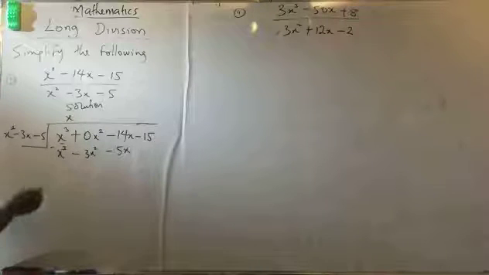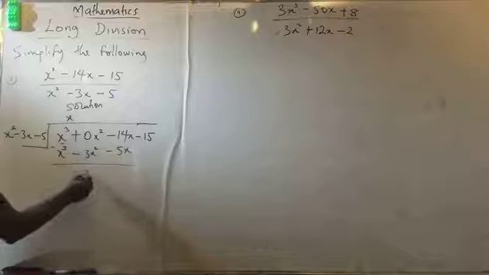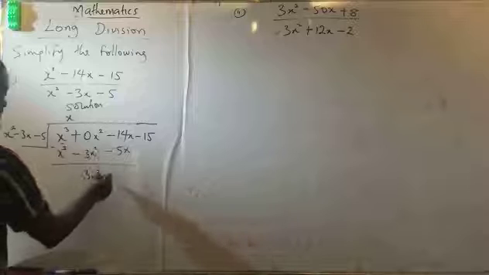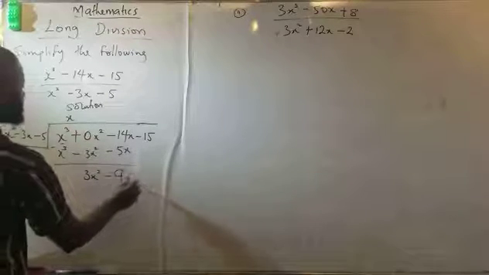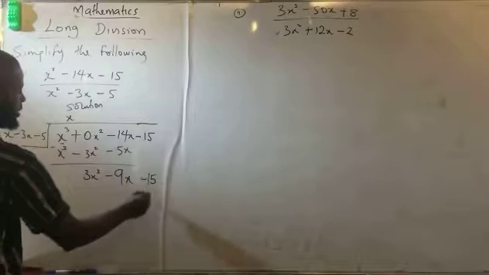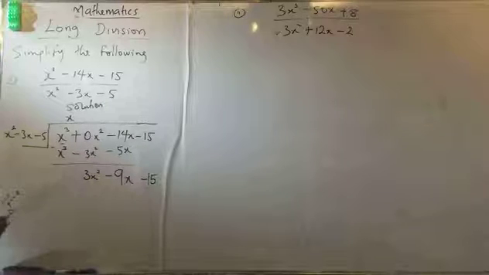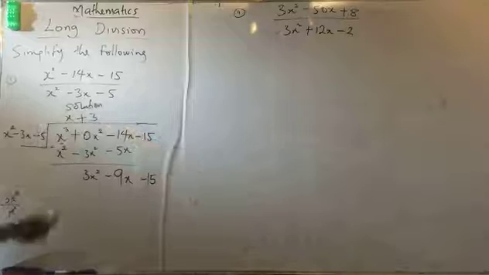Now, open it with this. At this point, I will subtract, and here will give us 0. Here will give us 3x squared, and here will give us minus 14x plus 5x, that will be minus 9x. And here we drop down minus 15. Now, I'll move on to the next one by saying what? 3x squared divided by x squared. This we cancel. It will be what? Plus 3. I will write my plus 3 here.